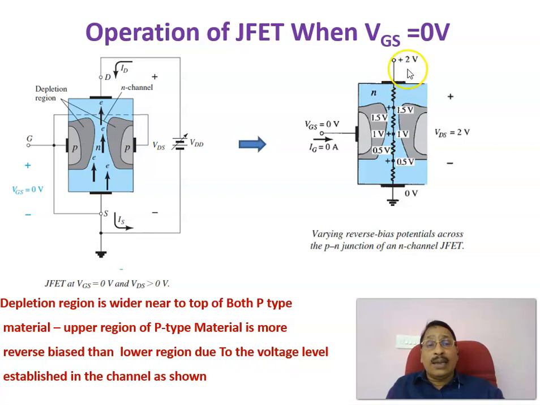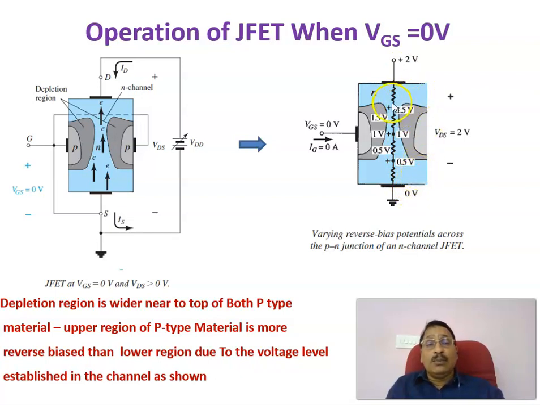For example, if you are applying a VDS of 2 volts at this terminal, because of the current flow, it can be considered as an equal value of resistance. At this point, you will be getting, say, 1.5 volts. At this point, 1 volt. At this point, 0.5 volt. Like that it comes.